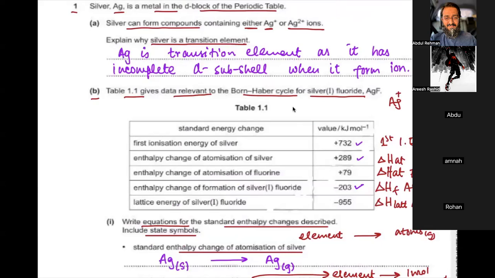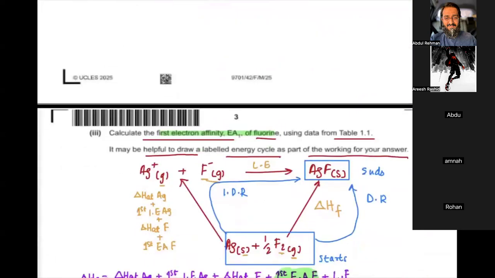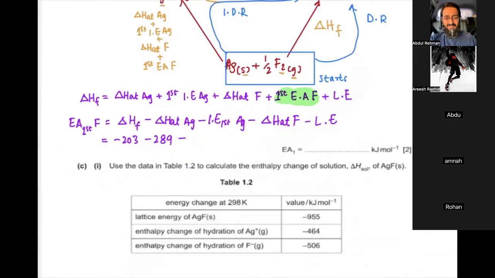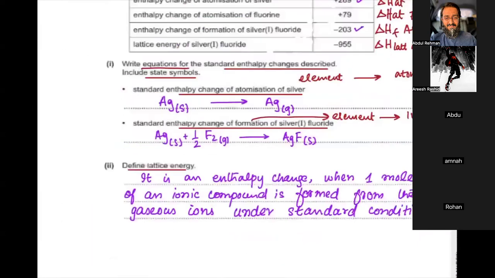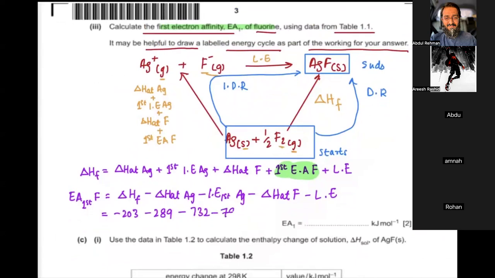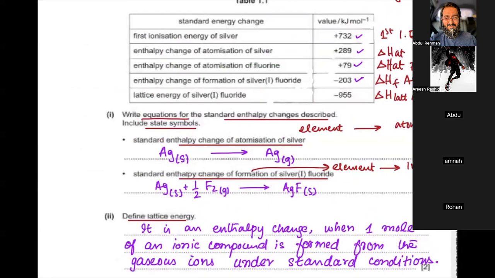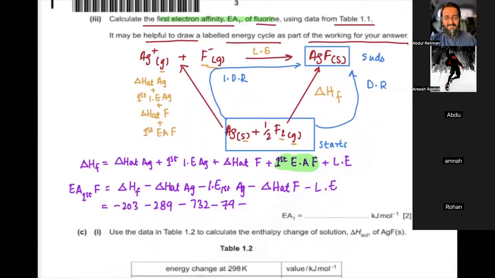The first ionization of silver is positive 730. So over here, negative first ionization energy of silver. So positive, negative makes it negative. So minus 732, then negative atomization of fluorine, and the atomization of fluorine is 79. So positive, negative again makes it negative, and then the lattice energy. The lattice energy is minus 955, and it is negative. So negative, negative makes it positive. So positive 955. Okay. So can anyone solve it and tell me the answer?